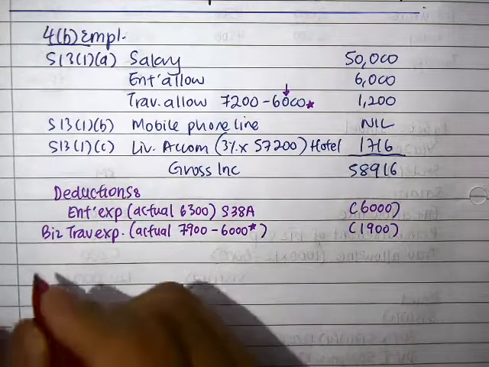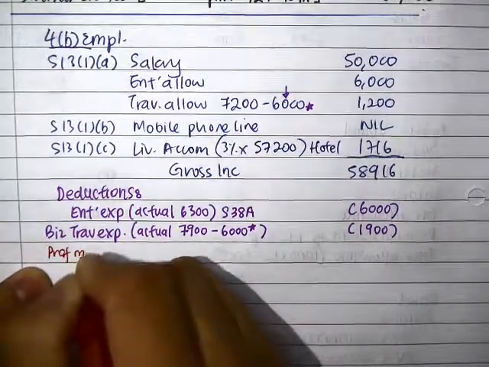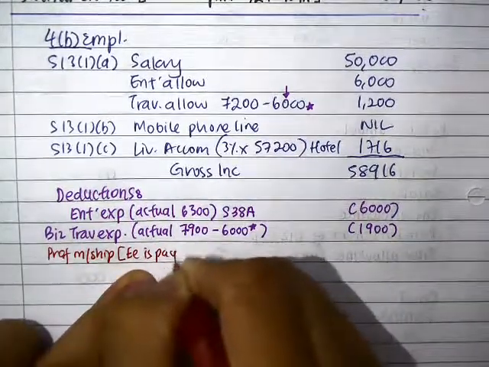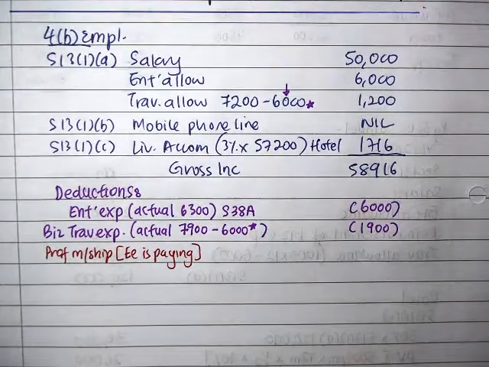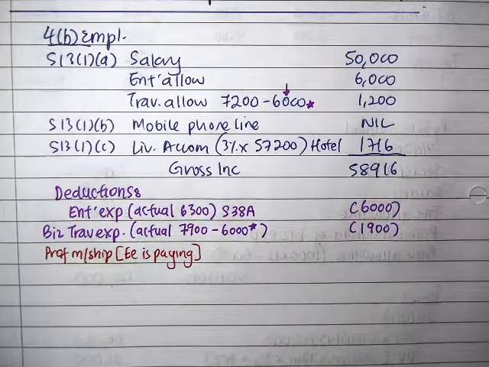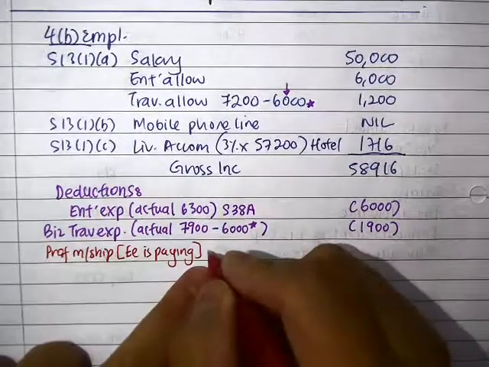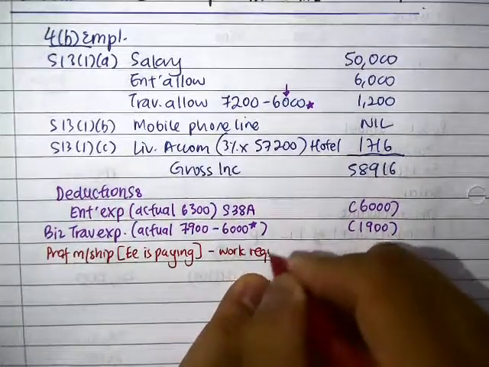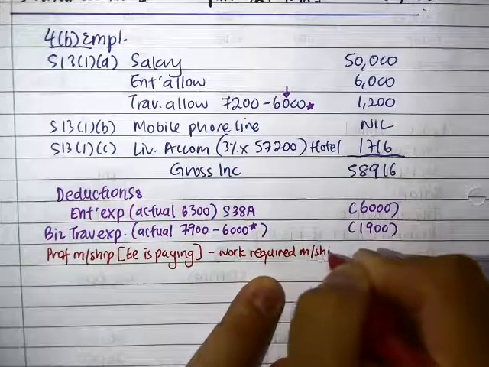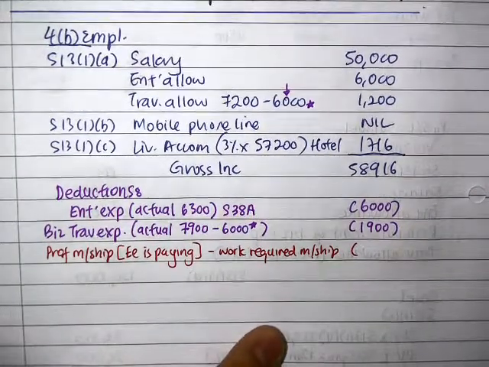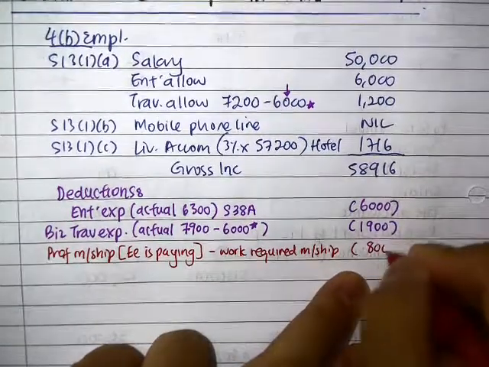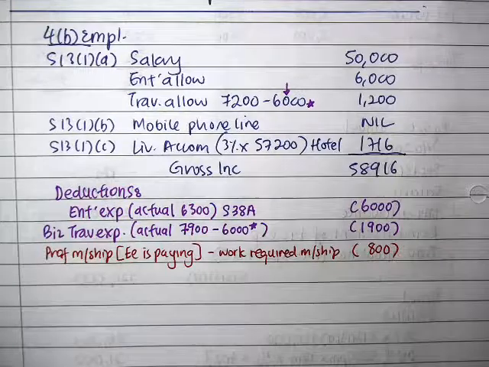Now, if you also pay for your professional membership, the employee is paying. So like you are an accountant, you pay to your professional body that your work required that membership. You must be working in the same line that you need that membership. Let's say you pay 800. Then you can claim, alright?